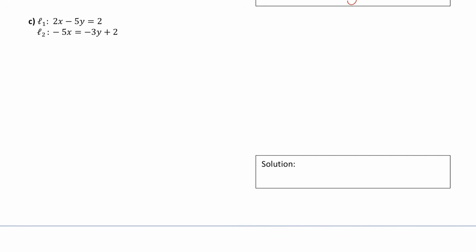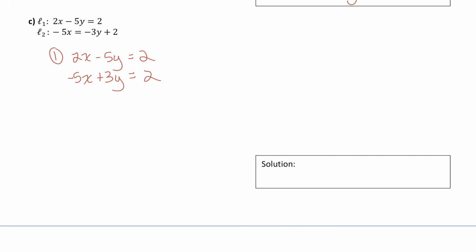Part C. Let me actually start by rewriting both lines stacked on top of each other. But notice that line 2 is in a little bit of a different format than line 1. Line 2 has the term with a y on the right side of the equal sign. Line 1 has it on the left. To do elimination properly, I have to match up their formats. So when I rewrite line 1, I'll leave it the way it is. But for line 2, I'm going to bring that negative 3y to the other side, making it a positive 3y.